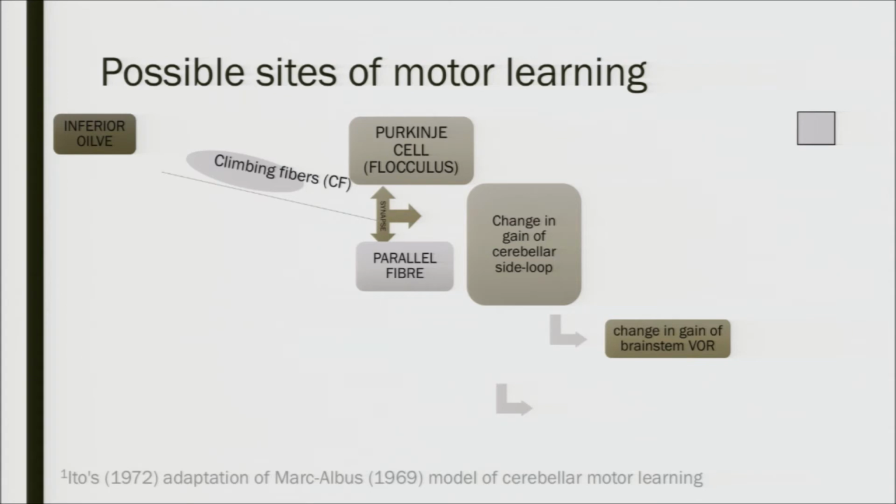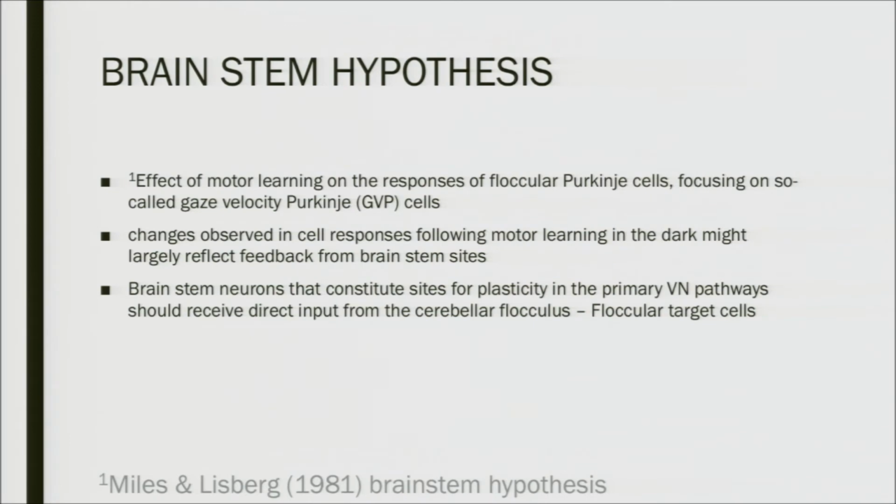Later on we'll go into more details on exactly which receptor opens, how this motor learning happens, how long-term potentiation happens, how the depression happens. This gives an input of change in gain to the vestibular-cerebellar loop. From there it goes to the brainstem and the vestibulo-ocular reflex gain changes. That was about the cerebellum.